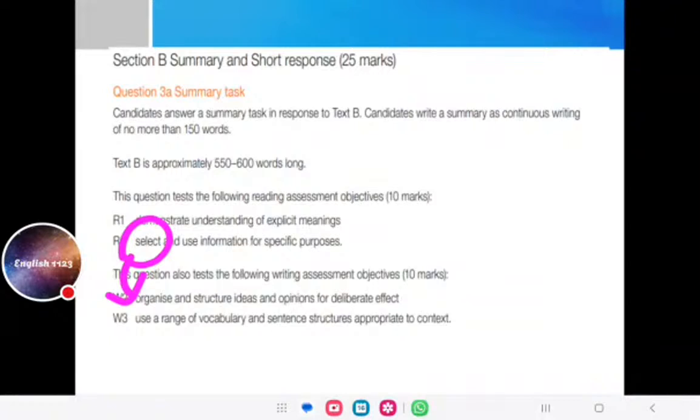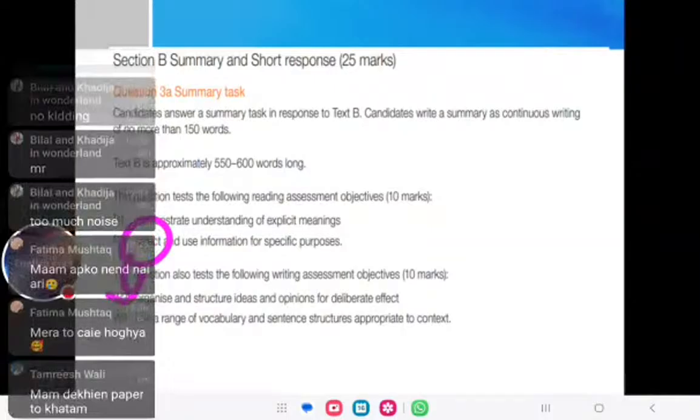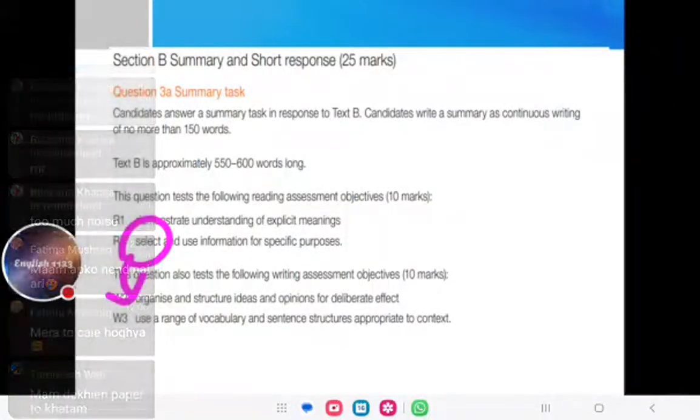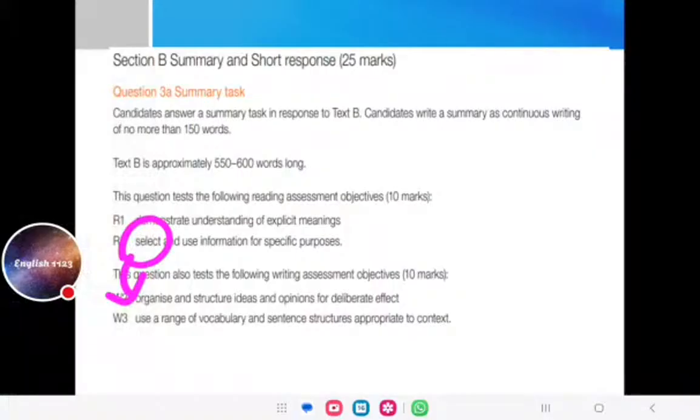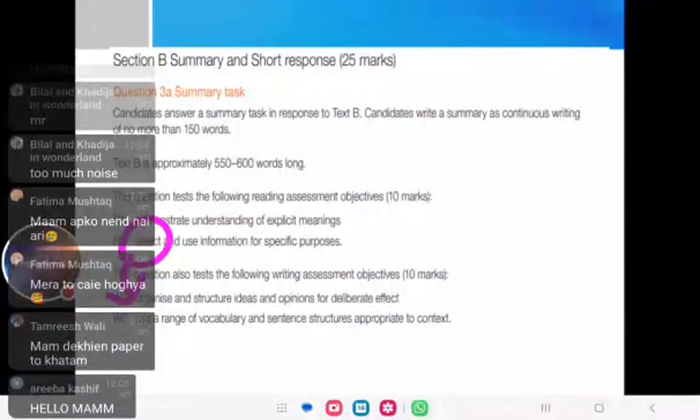Deliberate effect means whatever you want to make it. If you select information, you can write a directed writing task also. You can write a summary writing task also. So this is up to you, any kind of twist that you are going to give it, a deliberate, intentional one that you want to do. So you will organize and structure ideas and opinions for deliberate effect.